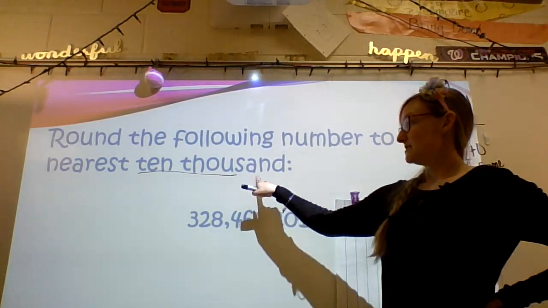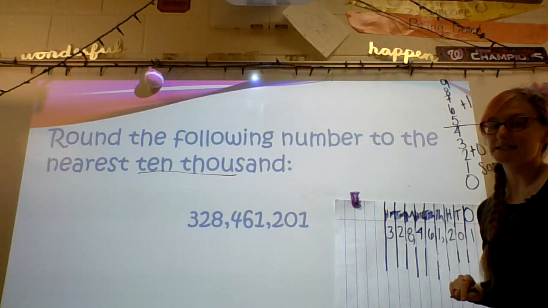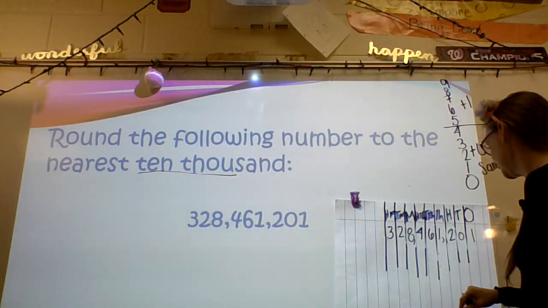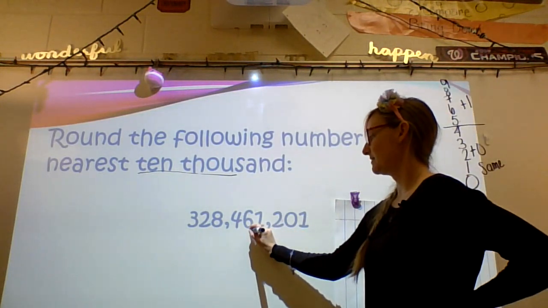This time we're rounding to the nearest 10,000. So I'm going to look in my place value chart to see the digit in my 10,000s place. That would be my 6. So I'm going to underline the 6.